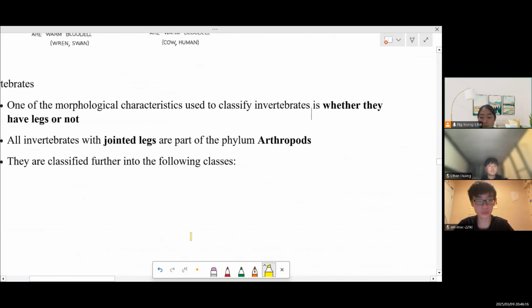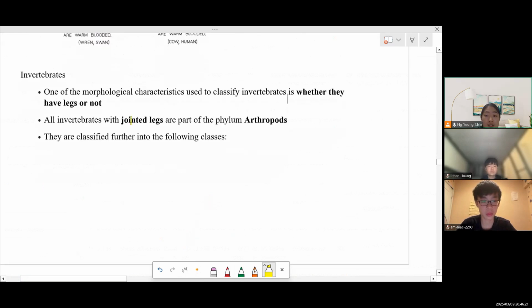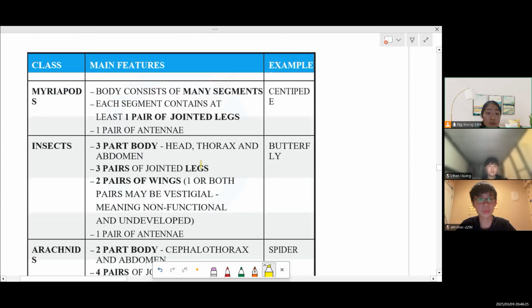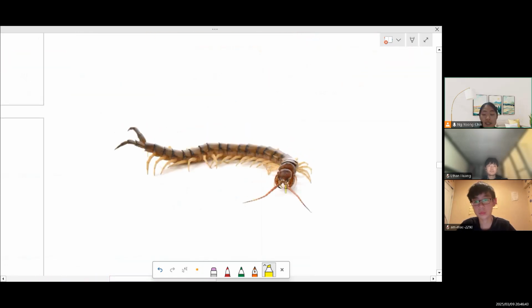Now we talk about the invertebrates. Invertebrates don't have a backbone. Usually invertebrates have jointed legs. Jointed legs means they have a pair of legs, and usually more than a pair of legs. For example, we can see this one, myriapod. Myriapod refers to the centipede. You can see that their body contains a lot of segments, one segment, two segments, three segments, and also they have the jointed legs.